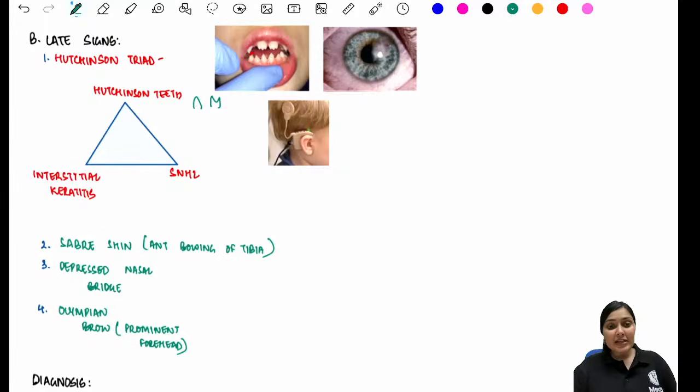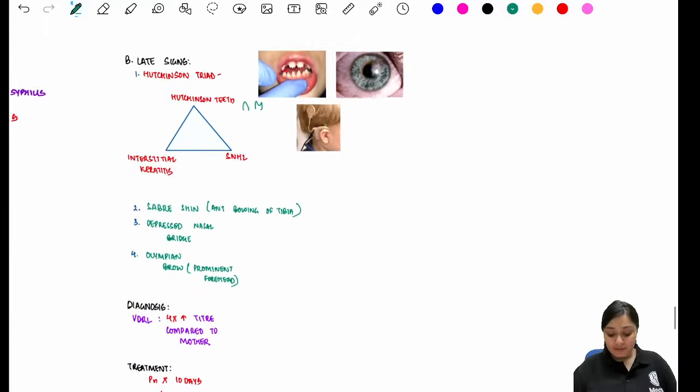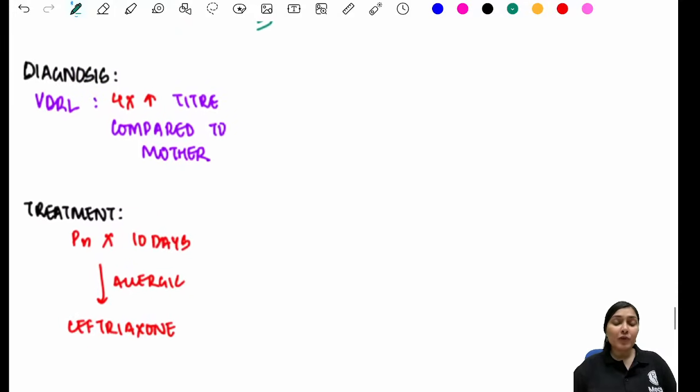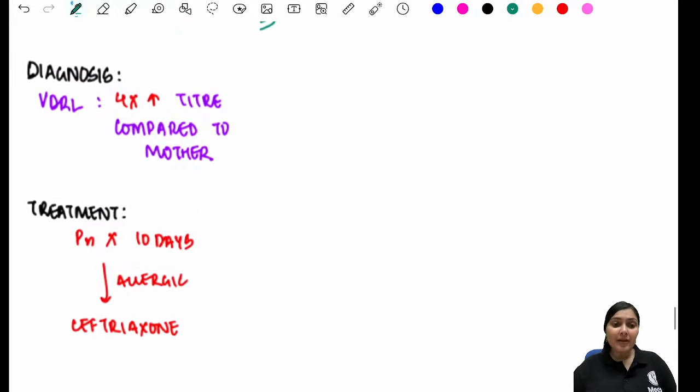There is depressed nasal bridge, Olympian's brow, that is prominent forehead. All of these are late signs that you see in congenital syphilis. Diagnosis is by VDRL titer. It should be more than 4 times as compared to the mother's titer. The treatment is nothing but giving penicillin for 10 days. If the child is allergic to penicillin group, then we can try ceftriaxone.